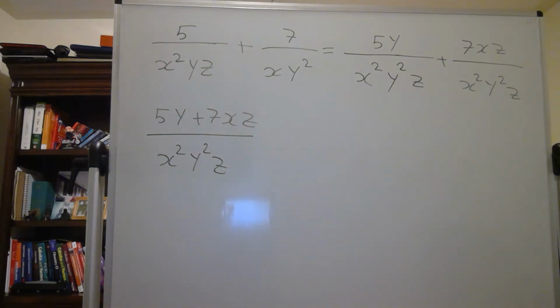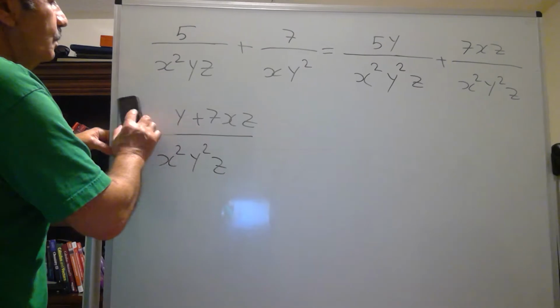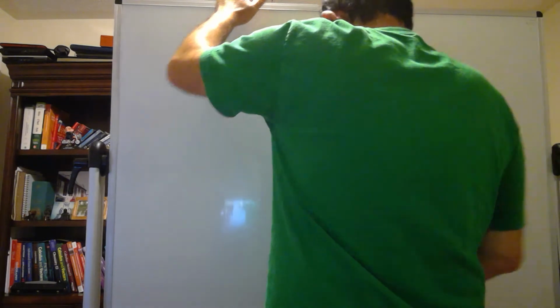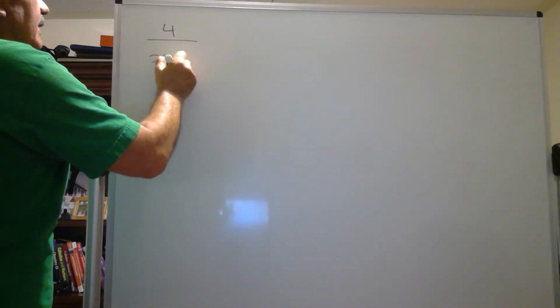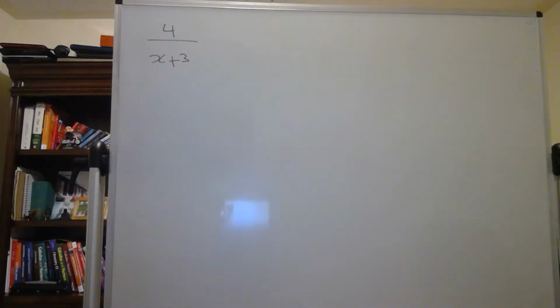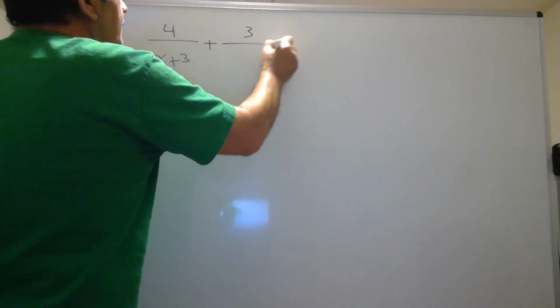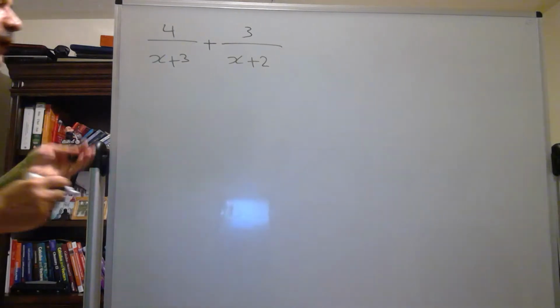Now, let's do another example. Let's do this one. 4 over x plus 3 plus 3 over x plus 2. Okay, we want to add these two.